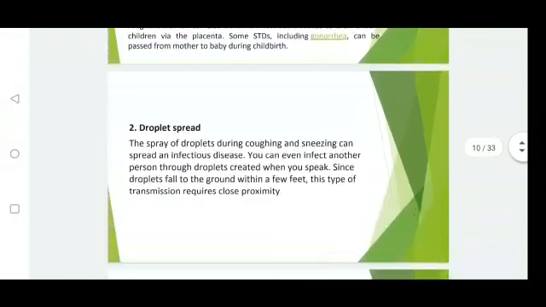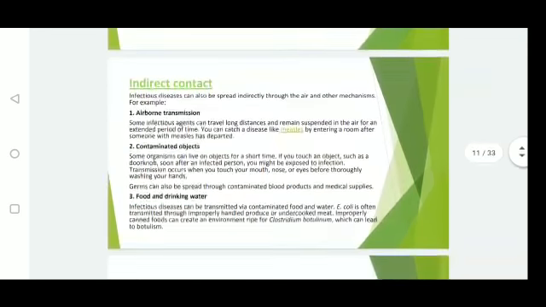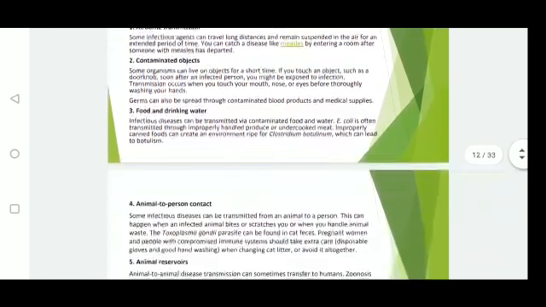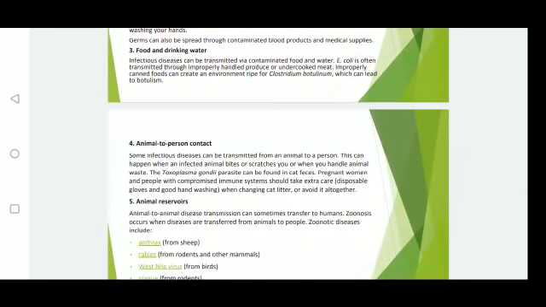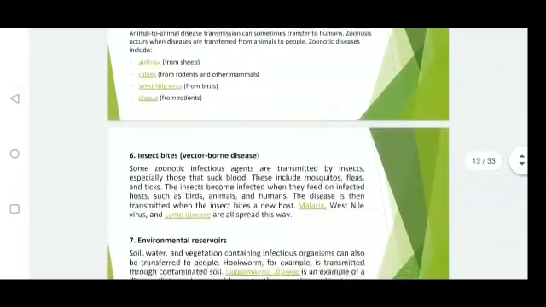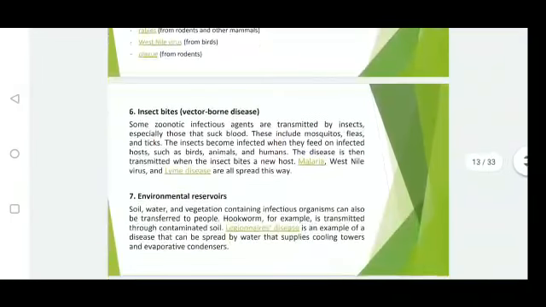Then second one is droplet spread. Droplet spread is caused by coughing and sneezing, and while speaking, so keep distance between persons. Then indirect contact consists of airborne transmission, contaminated objects, contaminated food and drinking water. Then animal to person contact, animal reservoirs, insect bites or vector-borne diseases, and environmental reservoirs.